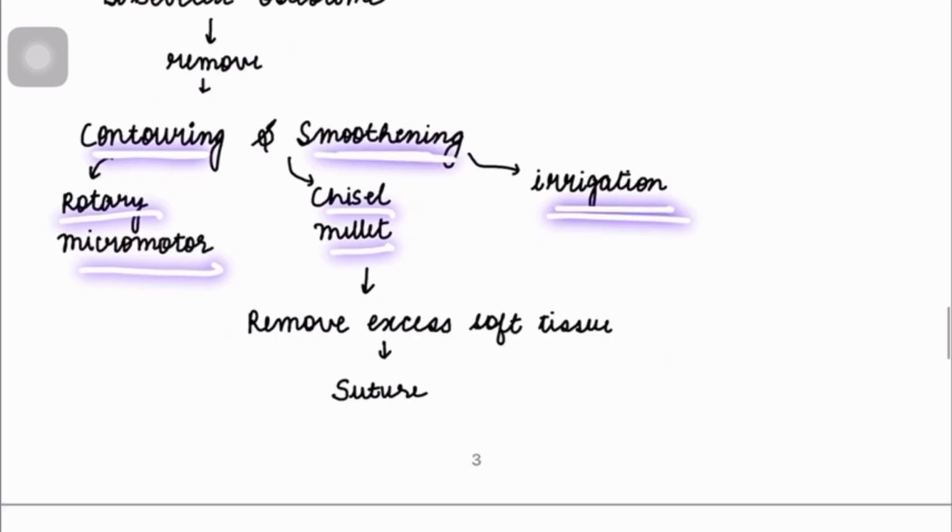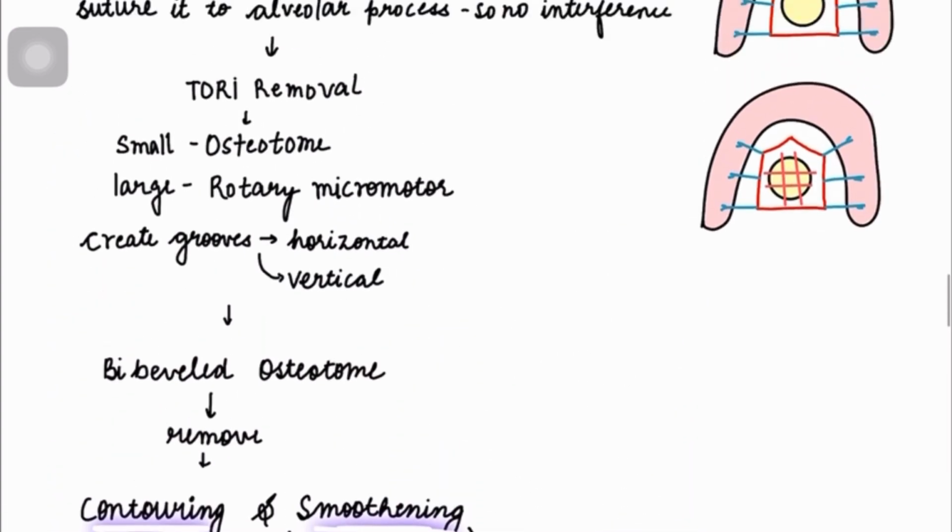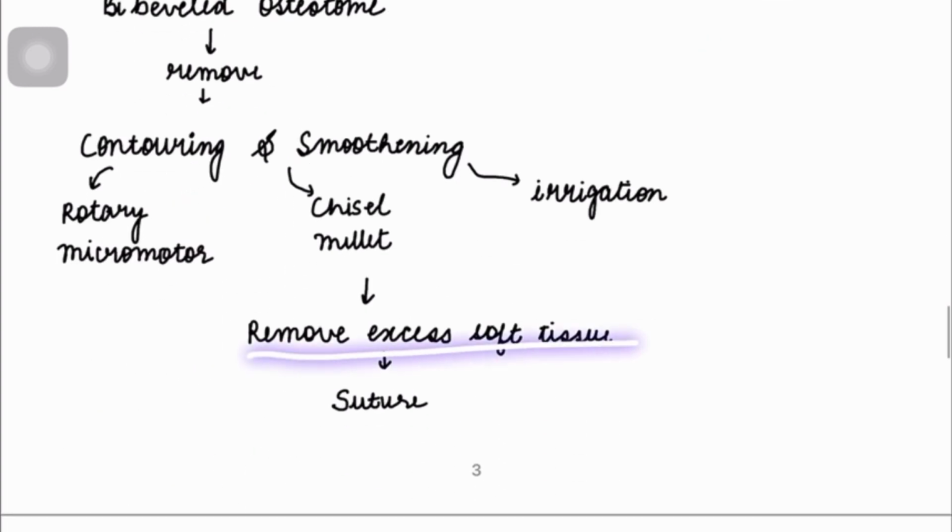irrigation is done. And because there was this hard bony prominence, after its removal there will be excess soft tissue which will be left. So that excess soft tissue also has to be removed, and then we will suture this.